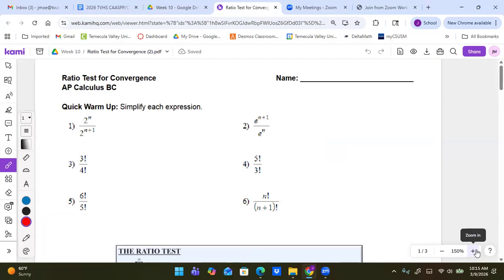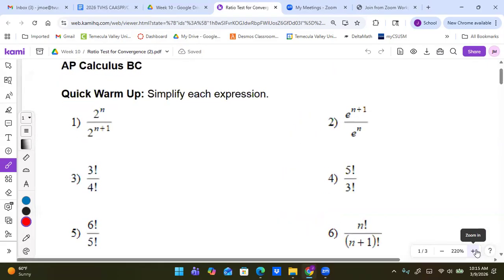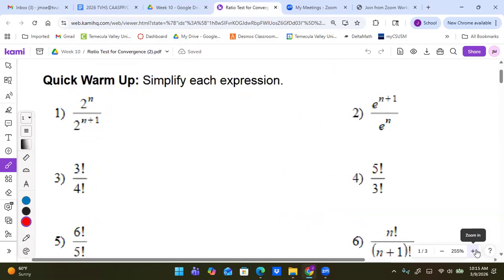Hey, let's get started. The sooner you start, the sooner you have your break, because your break's when you finish this. We'll see. Depends how fast you work. All right, before we learn the ratio test for convergence, this is extremely important, by the way. We need to go over some preliminary stuff here and practice simplifying with exponentials and factorials. Okay, so I'm going to show you numbers 1, 2, and 3.